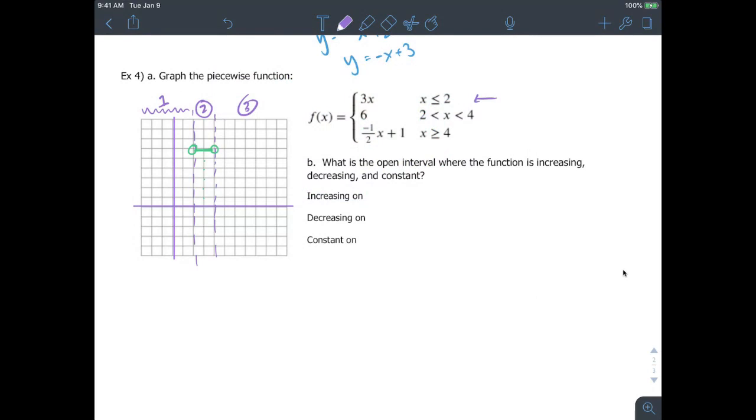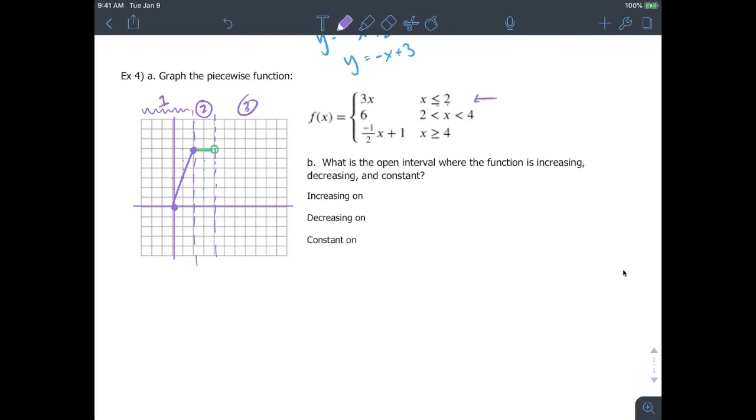3x has a y-intercept of 0 and a slope of 3. So up 1 over 3, up 1 over 3. And we are defined at x equals 2. So this open circle is going to change to a closed circle.